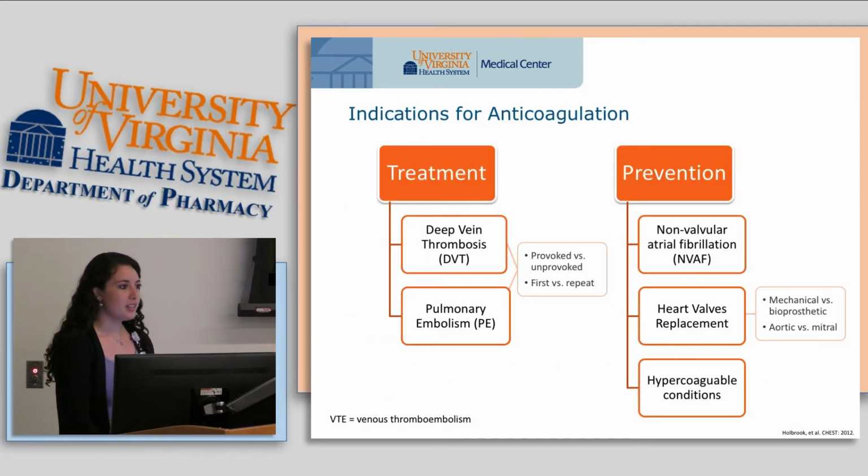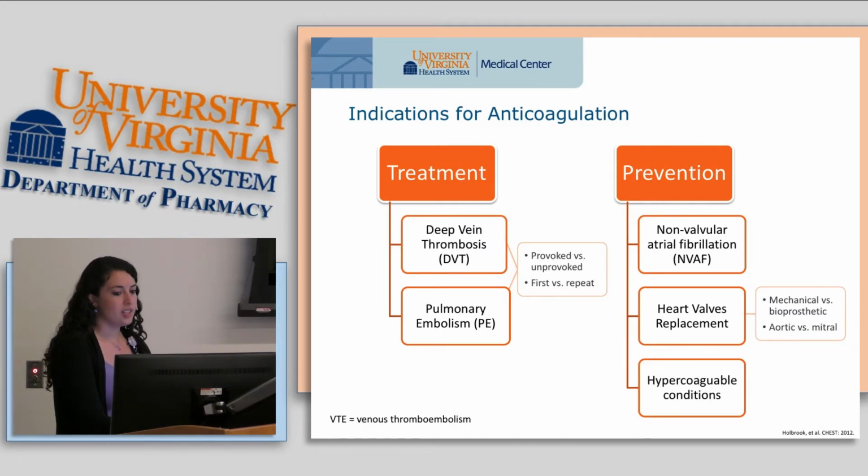So indications for anticoagulation, I think of it as kind of two main areas, so either treatment or prevention. So you could be treating a VTE or venous thromboembolism, and this could be a DVT or a PE. And these are treated differently for different durations based on if it was provoked or unprovoked, or if it was their first event or a repeat event.